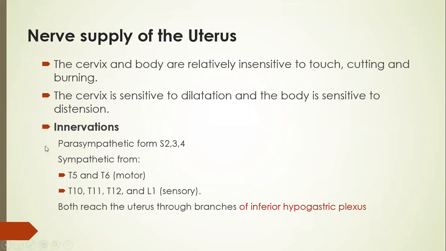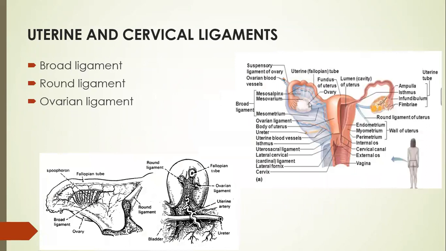Okay. So the innervation, the nerve supply of this, is by the parasympathetic and sympathetic, that is the autonomic nervous system. Parasympathetic is from S2, S3, and S4, and sympathetic is from T5 and T6 for motor, and T10, T11, T12, and L1 for sensory. Both reach the uterus through the plexus called the inferior hypogastric plexus. So the main supply of the uterus is by the inferior hypogastric plexus, which consists of the parasympathetic and sympathetic components.